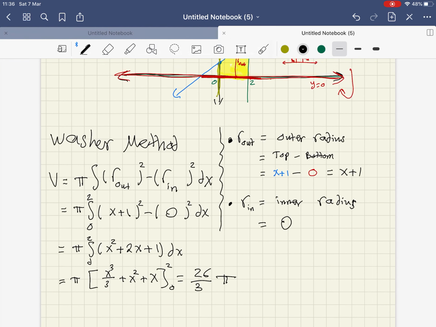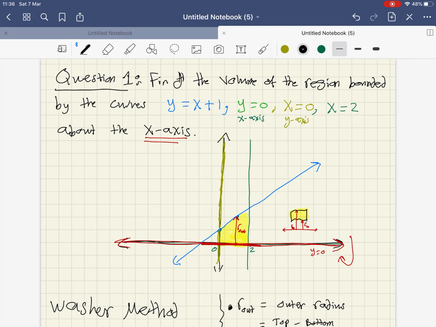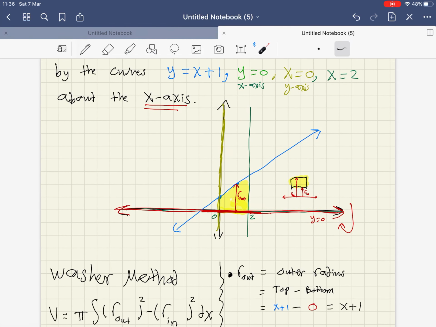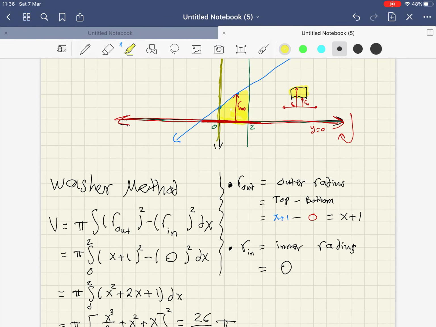Okay, that's how we find the volume using the washer or disk method. We sketch the region as we did before. We use this formula. Let me highlight it for you. We use this formula. And we need to find R out, which is the distance from the axis of revolution to the maximum in the region. And then we have to find R in, which is this distance. And then we just put them here with the squares, and that's what we get.